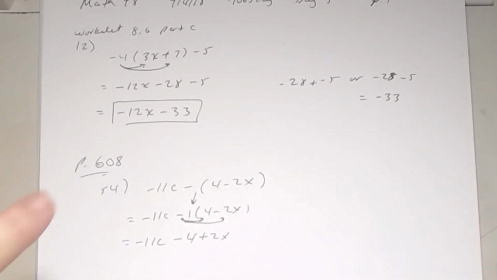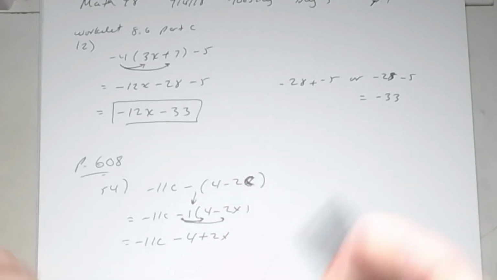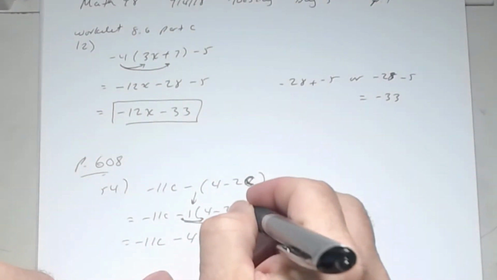Okay, well, let me make sure I wrote down the variables correctly, and I did not. I apologize. This should be C. If this were the variables, then yeah, I'd be done, right? Because there aren't any like terms. Okay, but that should have been a C.